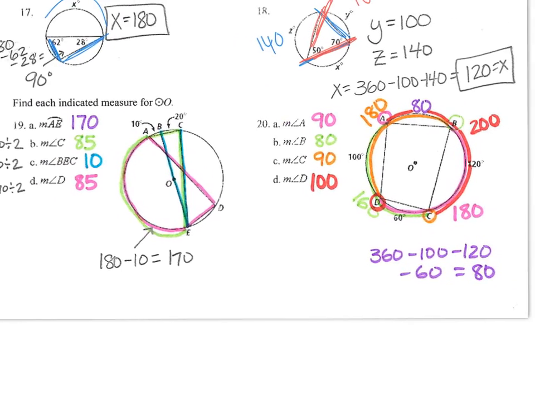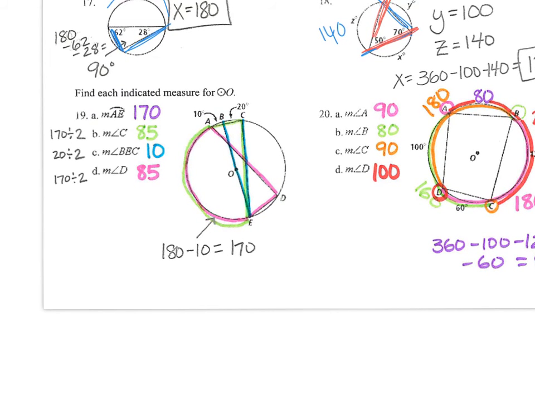And then these, I believe, were the same as our homework. So this one is a diameter. So if we know this is 10, then this has to be 170 because it has to add up to 180. So angle D goes with 170, so angle D has to be half of it, which is 85.